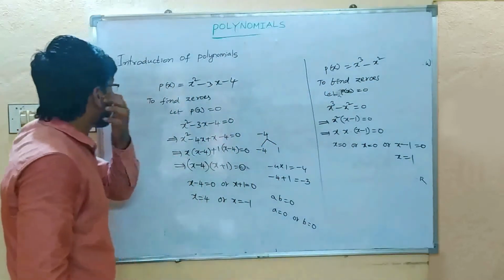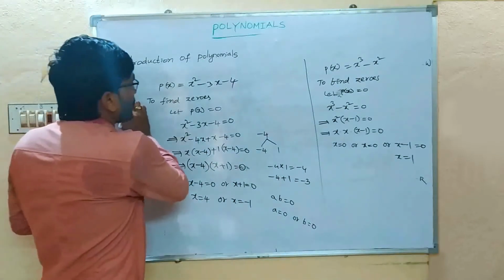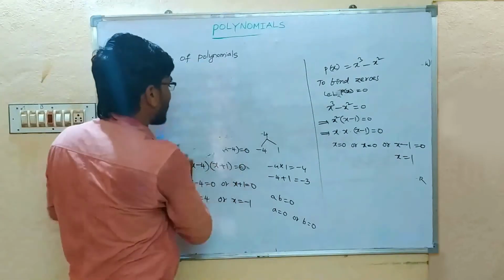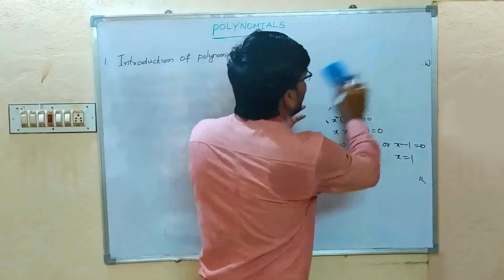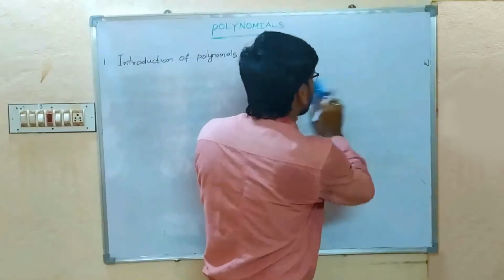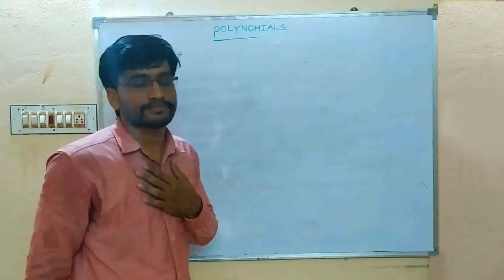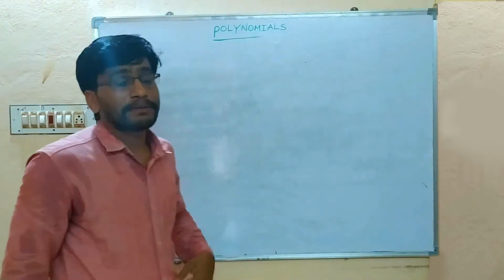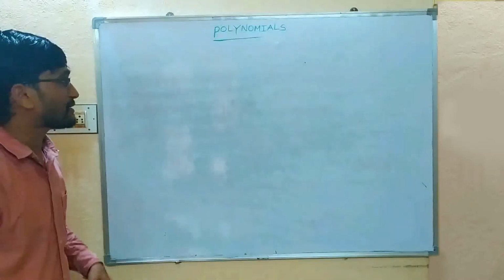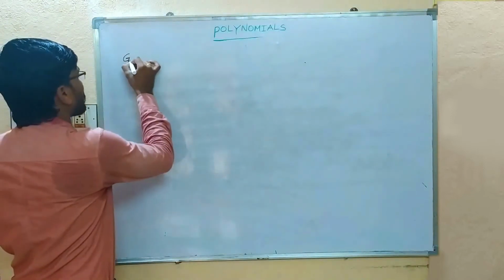Okay, this is about the zeros of a polynomial for linear, quadratic and cubic. Now, the geometrical representation of a polynomial.